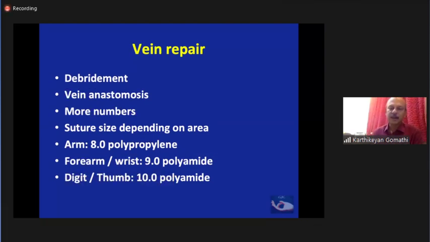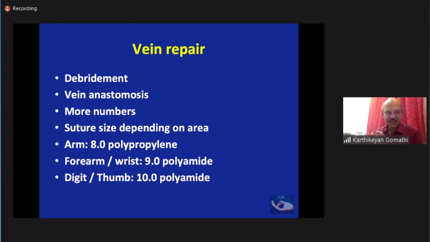Vein repair. Now, I said artery repair first. Now I am saying vein repair. The sequence of doing this is not very important. Whether you do the vein first or whether you do the artery first is not important. But what is important is when you release the clamps. And we will talk about that.